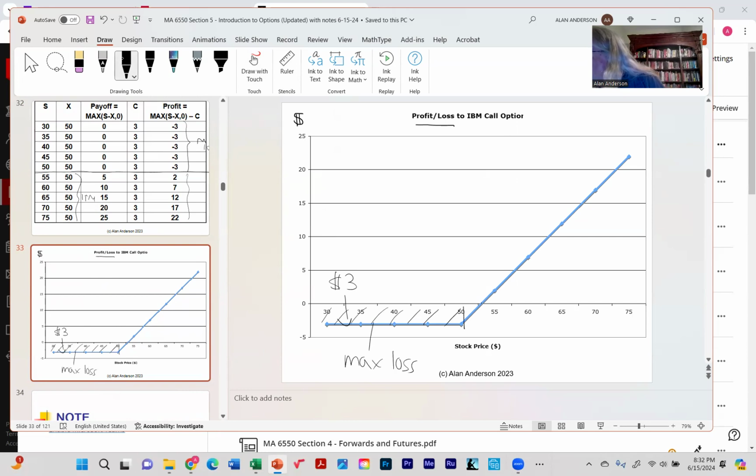Now here, what we do have for the first time is something called the break-even point, which is equal to X plus C. So here that would be $53. After that, it's all money in our pocket. Okay. So we have maximum loss, 3, no maximum profit.